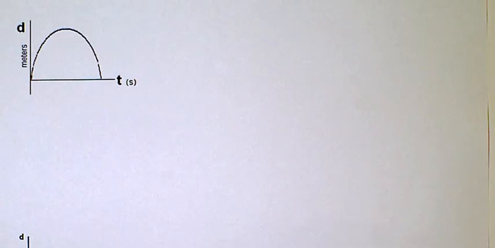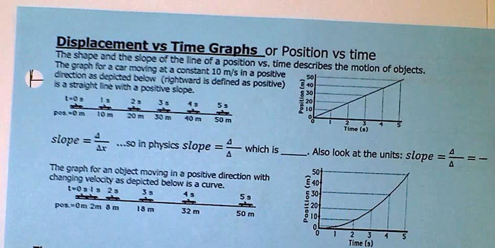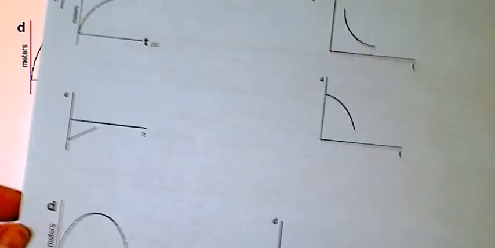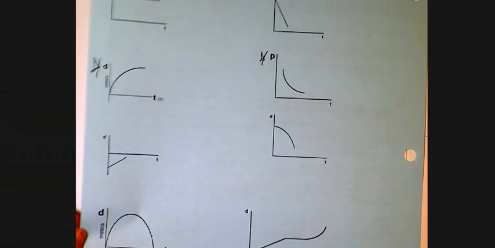I'm going to do one more example of the displacement versus time graph, or position versus time graph. I'm on the blue note sheet that we did today, displacement versus time or position versus time. I'm looking at the back, and I'm on the last problem in this row. I'm going to do this one here.